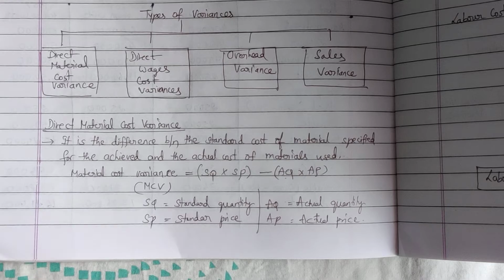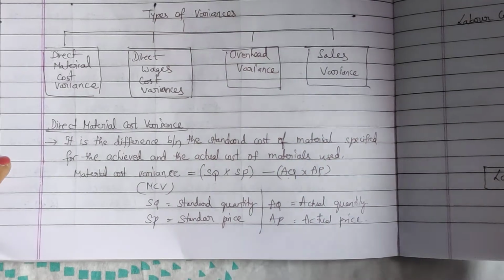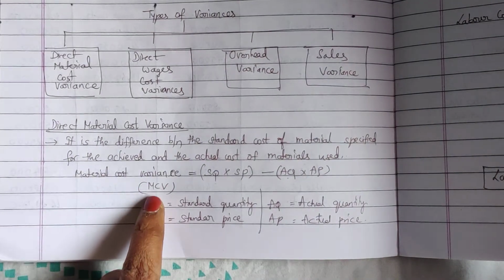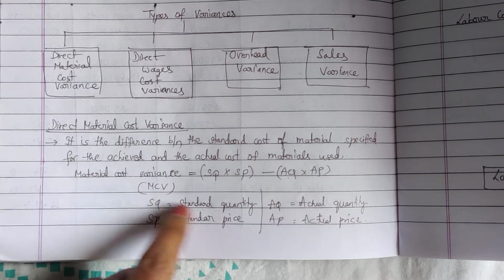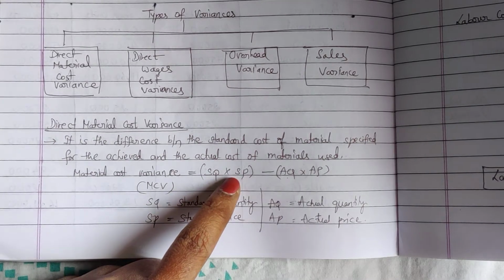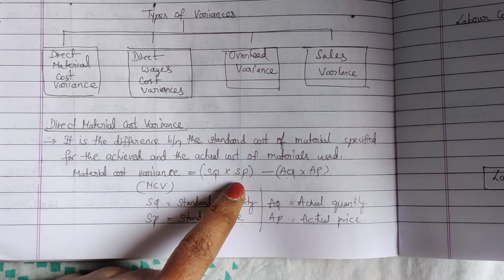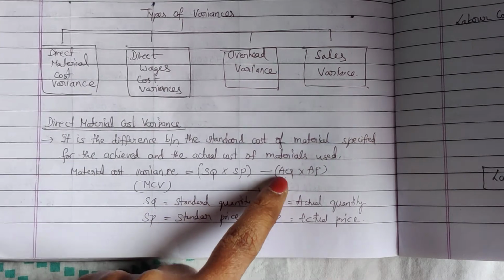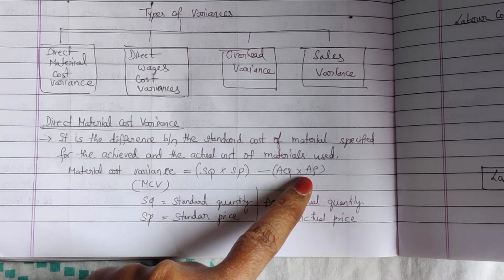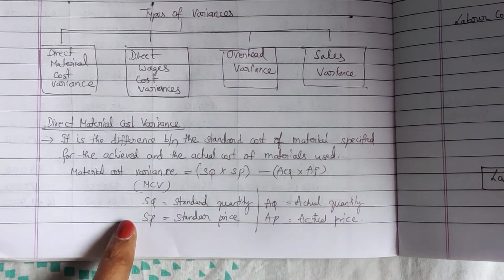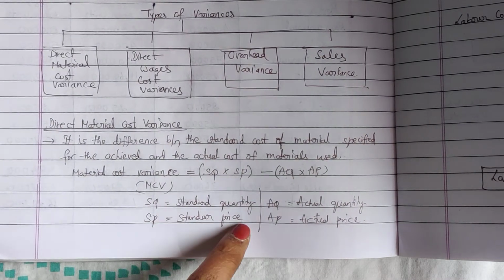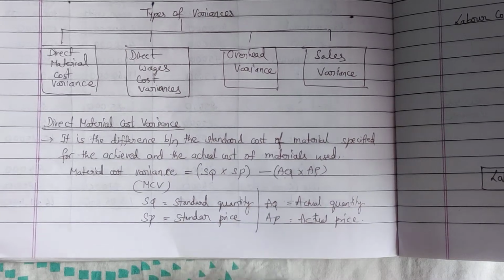So we have a formula to find out this variance, the material cost variance, that is MCV: standard quantity into standard price minus actual quantity into actual price. So standard quantity, standard price, actual quantity and actual price.